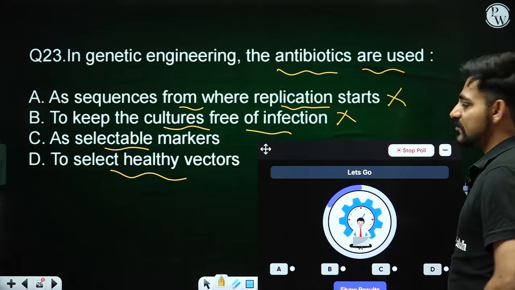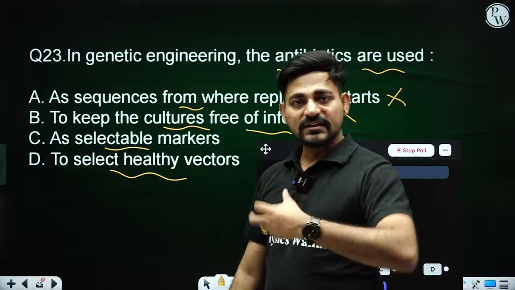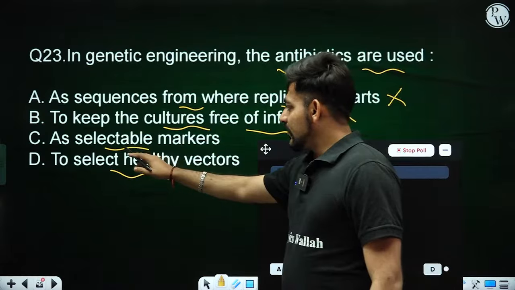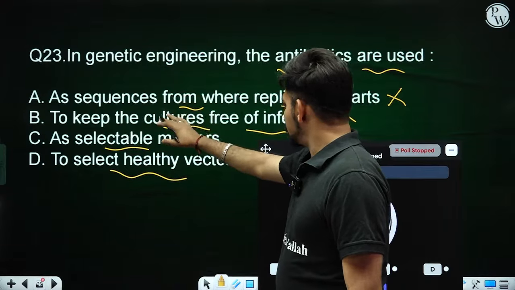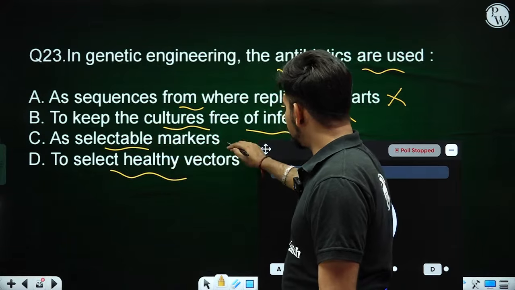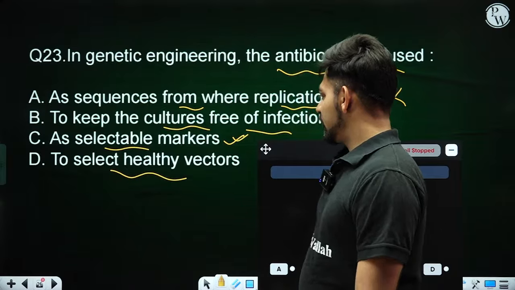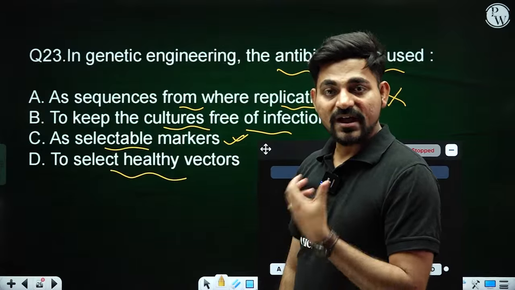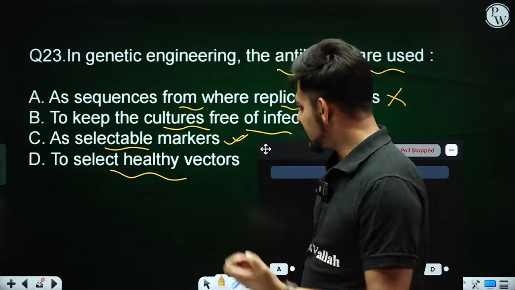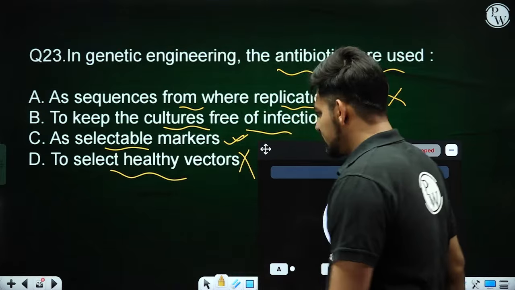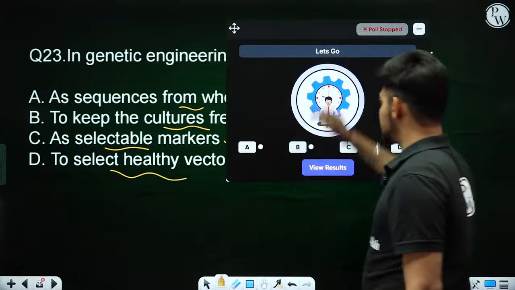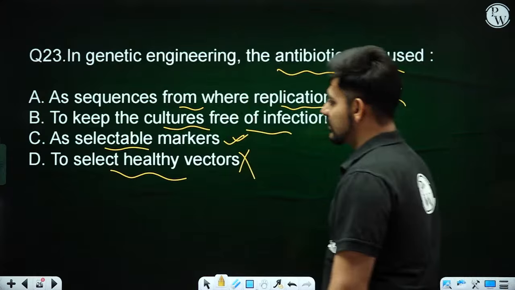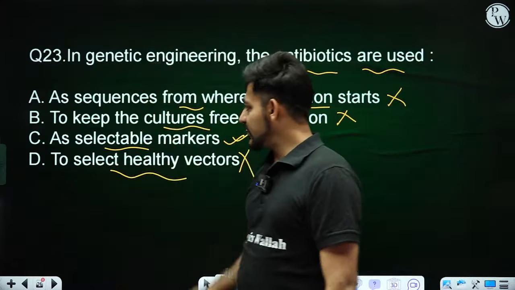For that purpose, already the culture chamber is sterile, culture medium is sterile. Okay, sterilized medium is used. So option B cannot be the answer. As selectable marker, as reporter you can use it. Okay, we have to check for the reporter genes or the marker genes like AmpR, TetR. Antibiotics are not used to select healthy vectors. So C is our answer, and none of you are correct in case of this particular question.